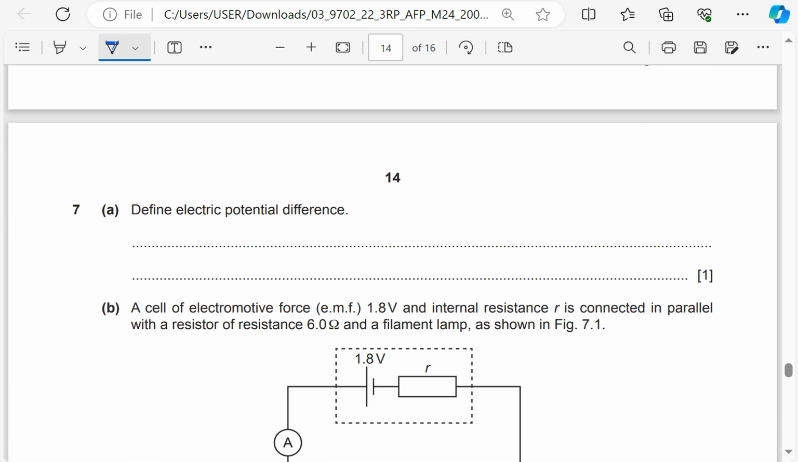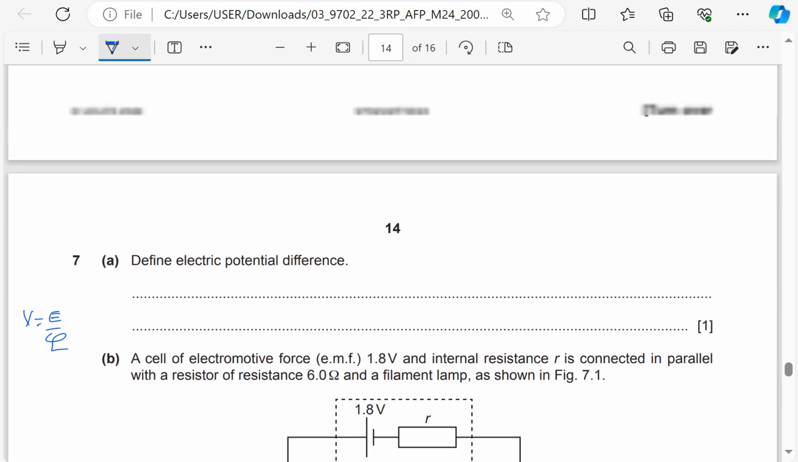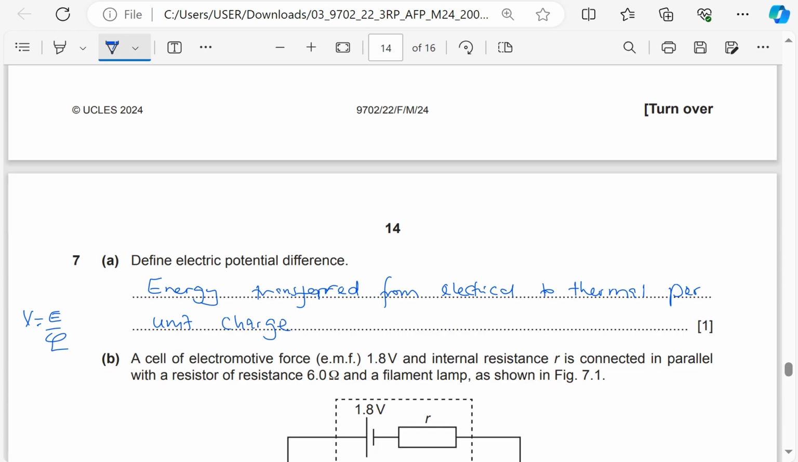Next is electricity. Define PD. Of course, we know V is E over Q. So that is energy transferred from electrical to thermal per unit charge. Energy transferred from electrical to thermal per unit charge, that is PD.